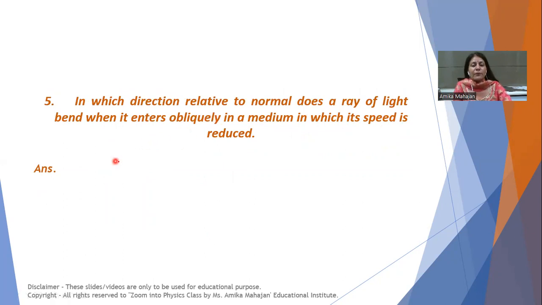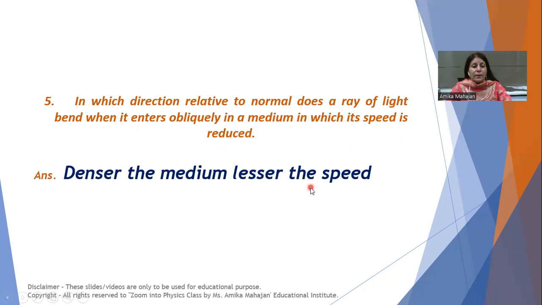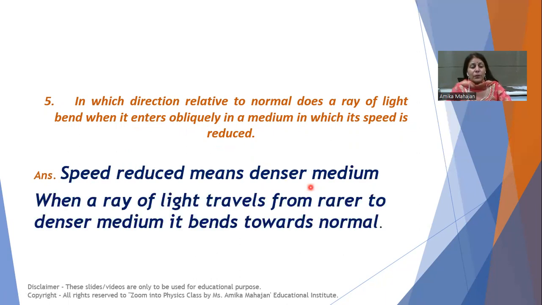In which direction relative to normal does a ray of light bend when it enters obliquely in a medium in which its speed is reduced? That means it is entering from rarer to denser medium. When it travels from rarer to denser medium, it bends towards the normal. Because denser the medium, lesser is the speed. So speed reduced means light is entering into denser medium from rarer, as a result of which it bends towards normal.